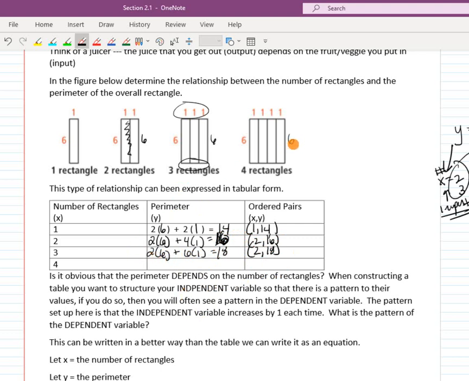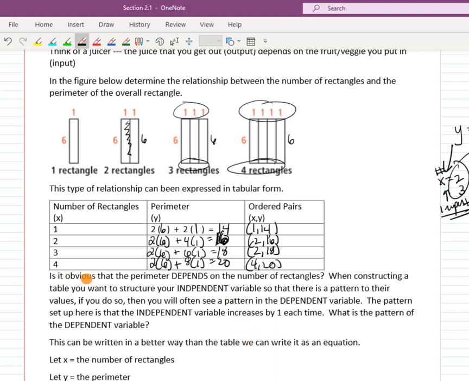And if I have 4, so again, it's still 2 times 6. Plus now, you have 4 ones there, you have 4 ones there. So this would be 8 ones, and that would be 20. So my ordered pair would be 4 comma 20.